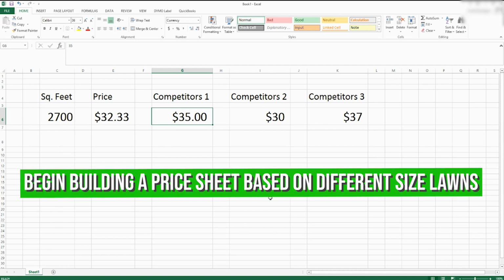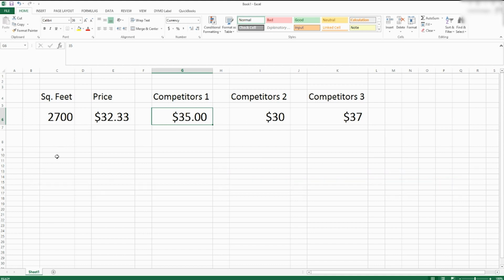So now when a customer calls you on the phone, you're going to measure the property just like we showed you, and you're going to go to the square footage on your price sheet, right? I just measured a lot size that was 2,700 square feet. I go to my sheet and it says you need to charge them $32.33. So if you could picture that, they call in, you measure it, you look at your sheet, it tells you to charge $32.33, and that's what you tell the customer. Mrs. Jones, our weekly mowing for your lot size is $32.33 plus tax.